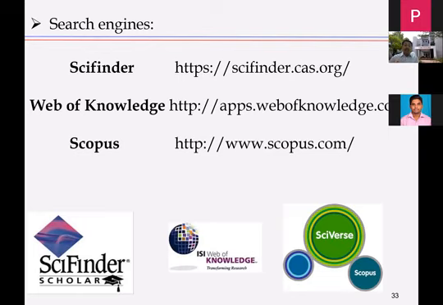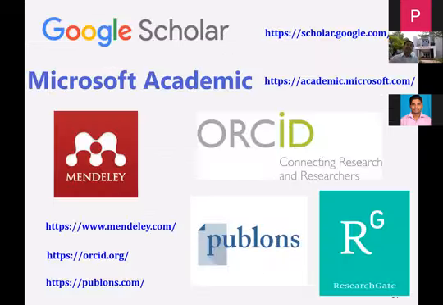Unfortunately, all these search engines are subscribed. So to avoid the large subscription fee that you or your institute or your library has to pay, and I'm sure we cannot afford, there are some free search engines available like Google Scholar, Microsoft Academic, and ORCID, Mendeley, and Publons, and ResearchGate, something like that.